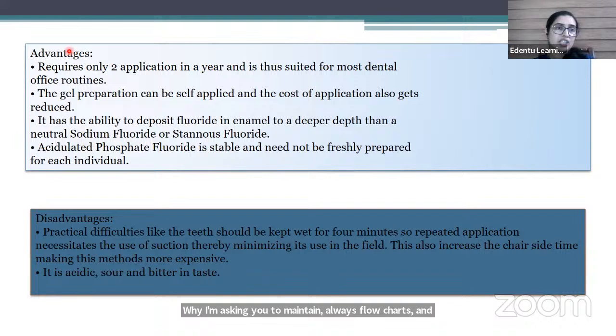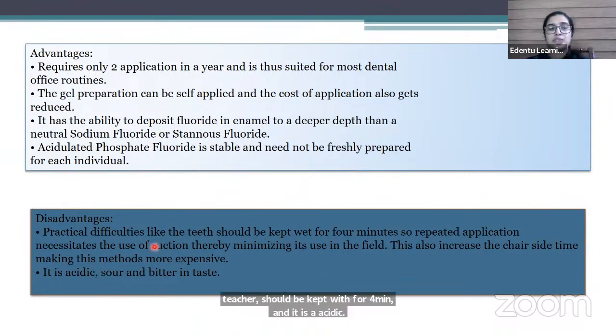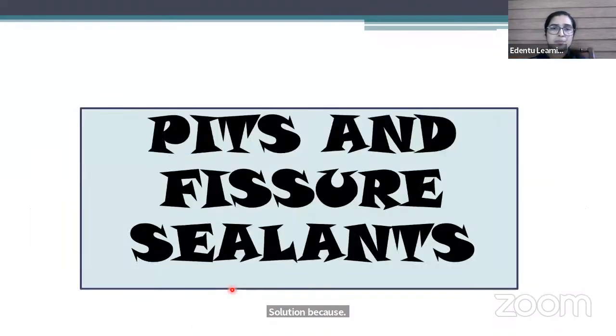Yeah, then talking about the advantages, it requires only 2 applications in a year, and the gel preparation can be self-applied, and the cost of application also gets reduced. It has the ability to deposit fluoride in the enamel, and it is a very stable solution. The disadvantages are the practical difficulties, like the teeth should be kept wet for 4 minutes, and it is an acidic solution because of which it would be sour in taste and also bitter.